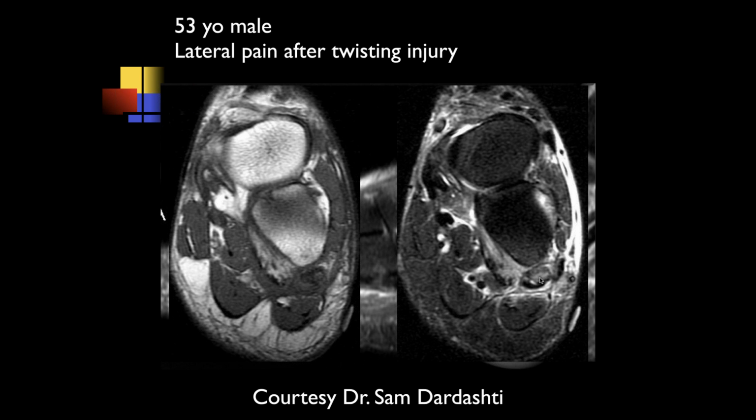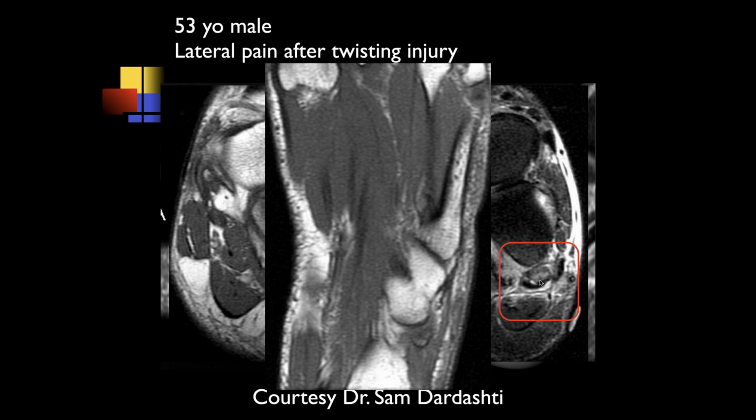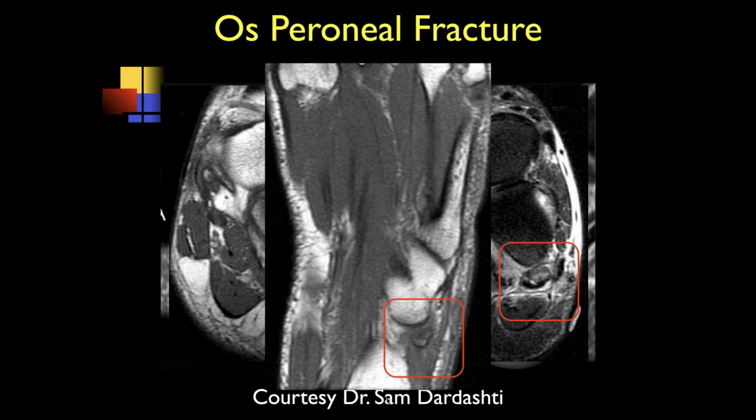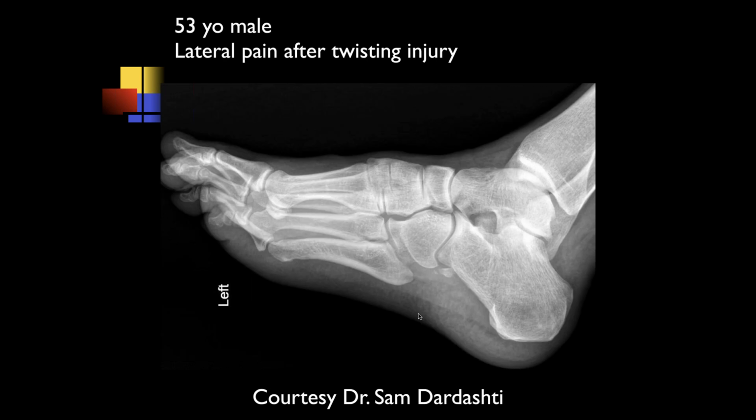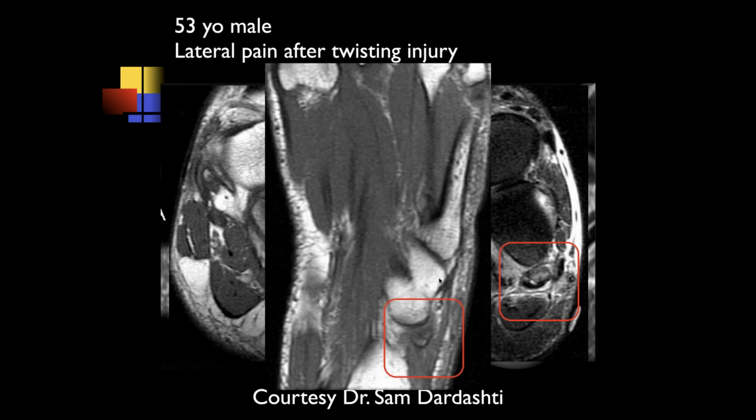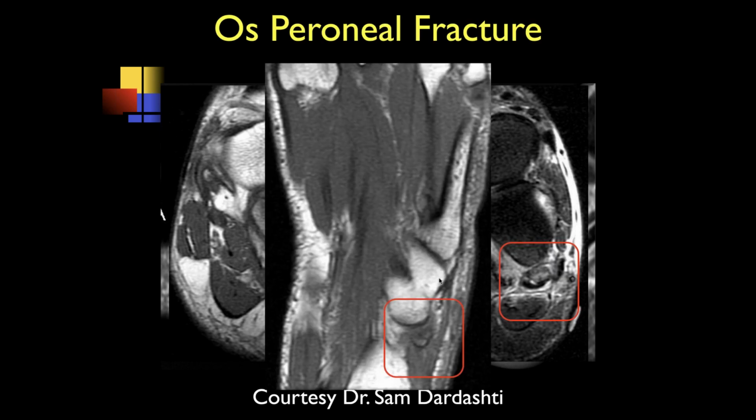Wait, in the brevis? No, this is in the peroneus longus. This is the cuboid, so it's the one coming under the cuboid, which I think is the longus. Okay, so this is the longus. And this was a fracture of an os peroneum in the peroneus longus tendon there. If we go back, you can see a little bit of a fracture plane right there. So you can get a painful fractured os peroneum.